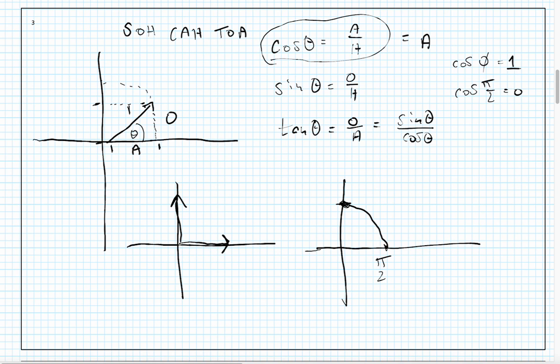If I came over here and now I'm at pi, or 180 degrees, we can see the cosine is -1. It comes down to here. So that's like right over here.